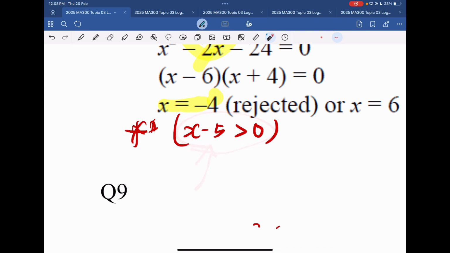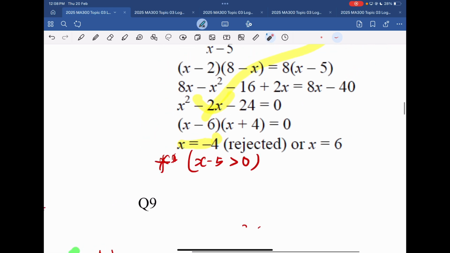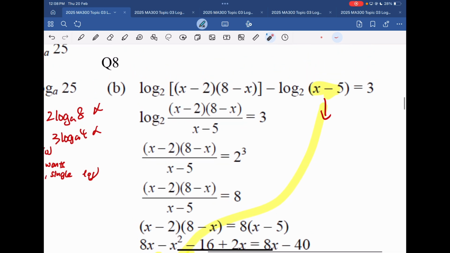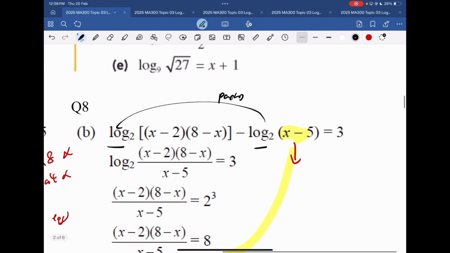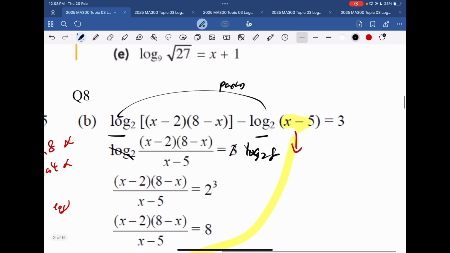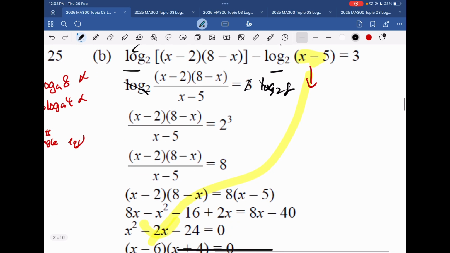x minus 5 more than 0. Okay? So what am I doing here? You can see I'm packing. I pack the logs together until I have one log function. Personally, I call this packing. I pack the logs until I have one log. So you can even call this log 28 if you want. Then you cancel the log on both sides. That's also okay. And then you should be able to solve.